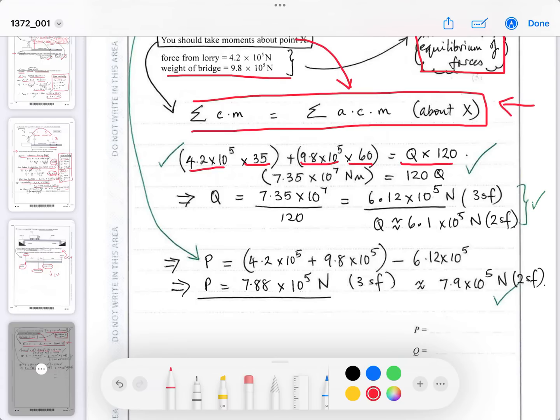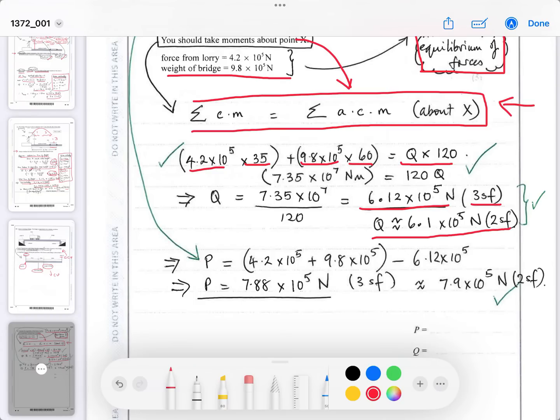That's the force due to Q, which is the column at the far end. It will give you a value of 6.12 times 10 to the 5 newtons to 3 significant figures, which is approximately 6.1 times 10 to the 5 to 2 significant figures.